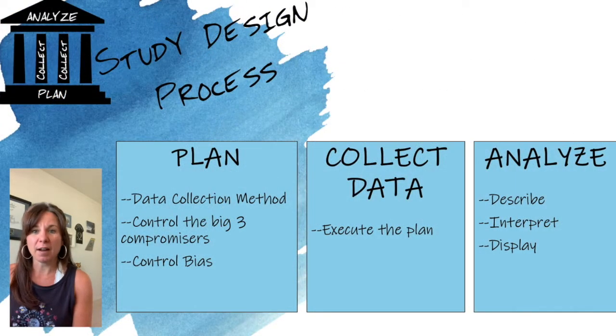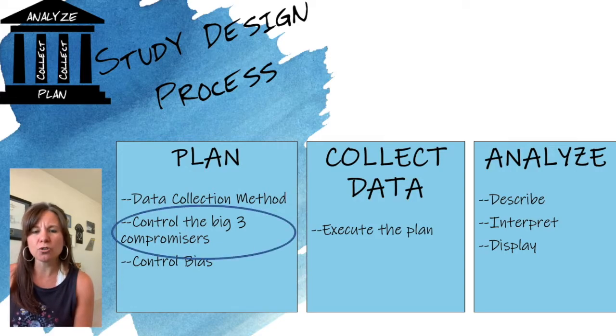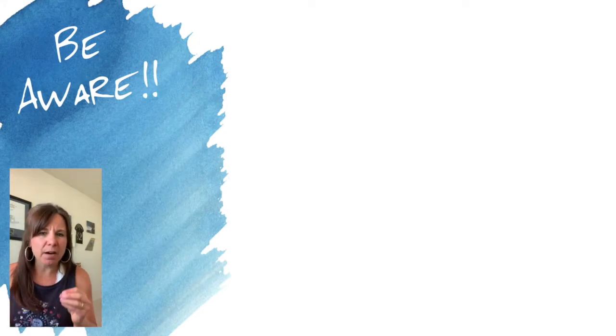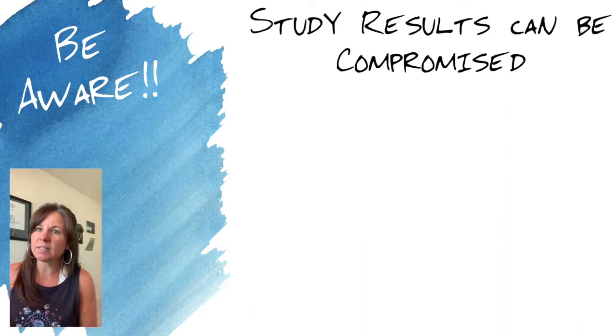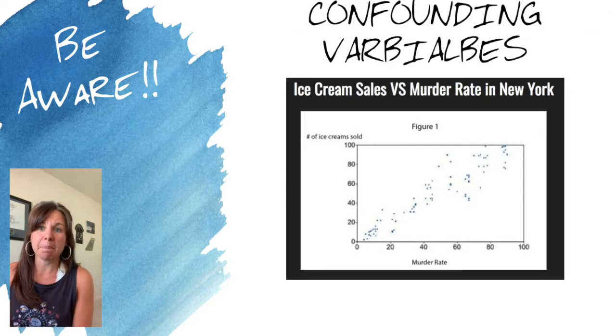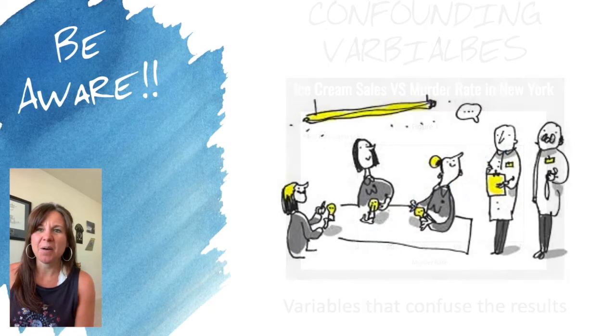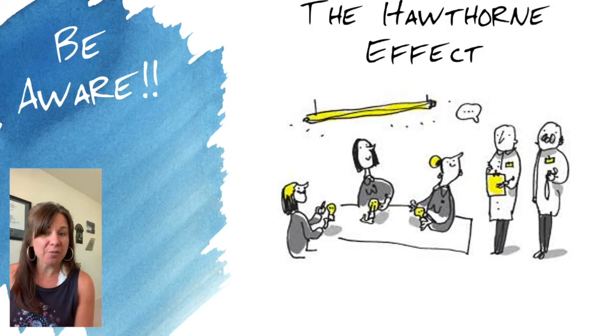Okay, so we've got our data collection method. Now we need to look at what does a study do about controlling for the big three compromisers? Here's the thing, we have to be very careful because study results can be compromised by a number of different things. One would be confounding variables. These are variables that could confuse the results of a study. Does ice cream really have an effect on the murder rate in New York? Something to consider.